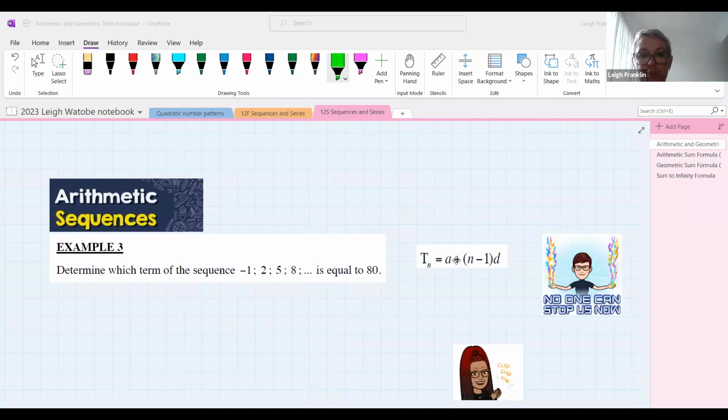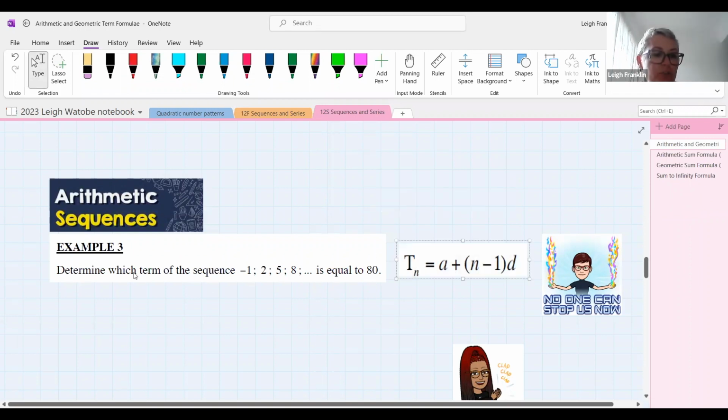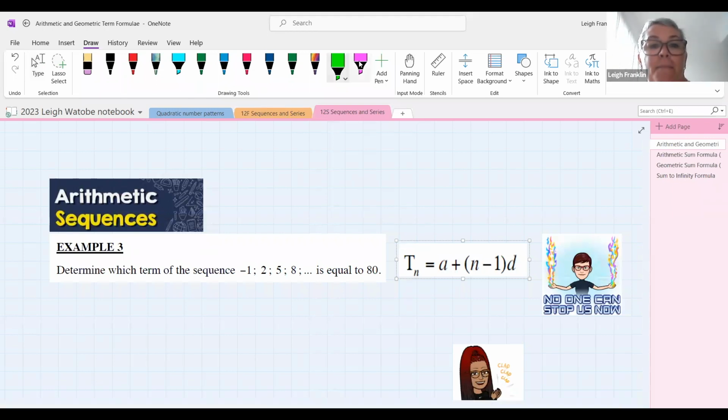Do you think that you could do this without me telling you how to? You're working backwards to n, so it asks us to determine which term in the sequence is equal to 80. In other words, they are implying that Tn is equal to 80, and that A is equal to -1. When they say which term of the sequence, they are implying we need to calculate what n is.